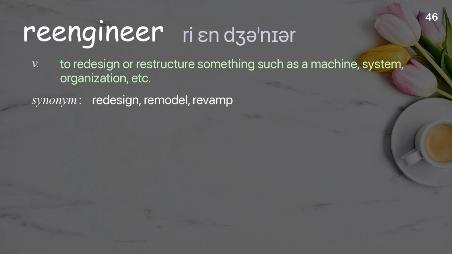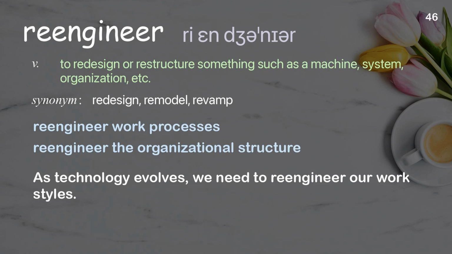Re-engineer. To redesign or restructure something such as a machine, system, organization, etc. Examples: Re-engineer work processes. Re-engineer the organizational structure. As technology evolves, we need to re-engineer our work styles.